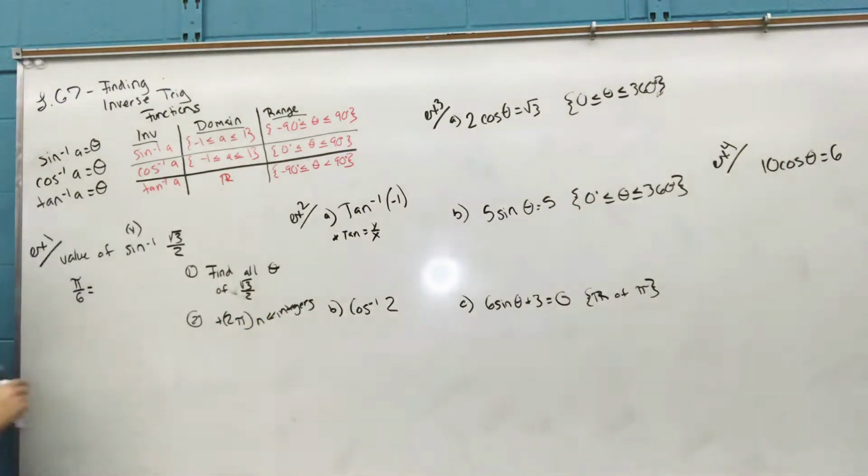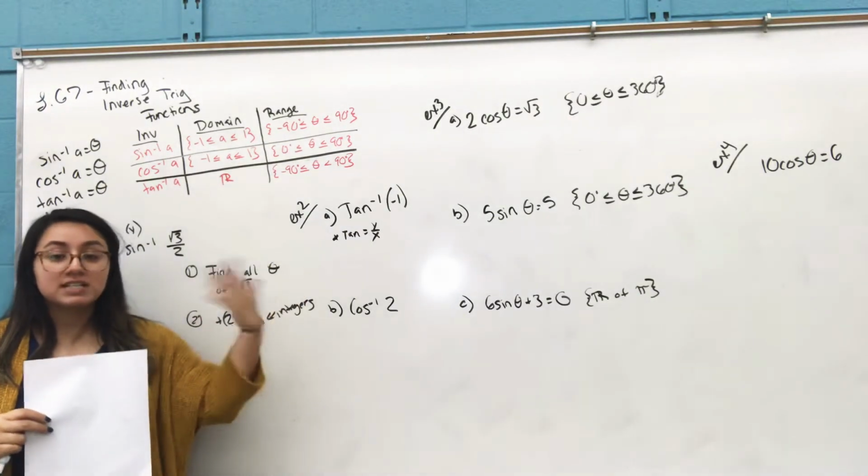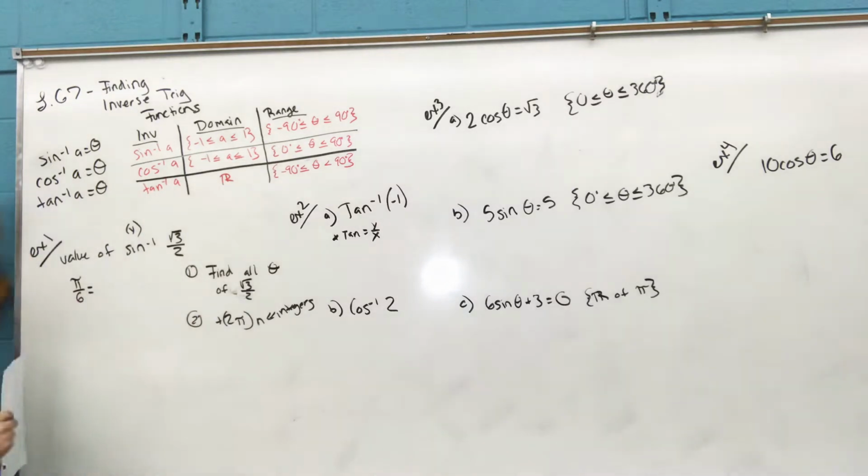We have inverse, not reciprocal. Reciprocal functions are the secant, cosecant, and cotangent. These are inverses. So we have the inverse of sine, cosine, and tangent.